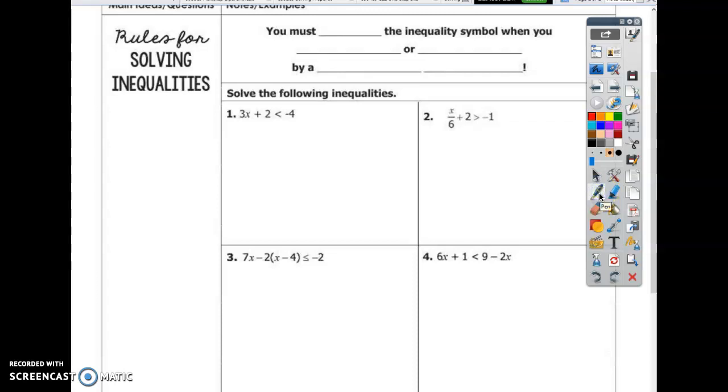Okay, today we are going to be solving inequalities. That is A.5B. There is only one rule for linear inequalities that you must learn, okay?